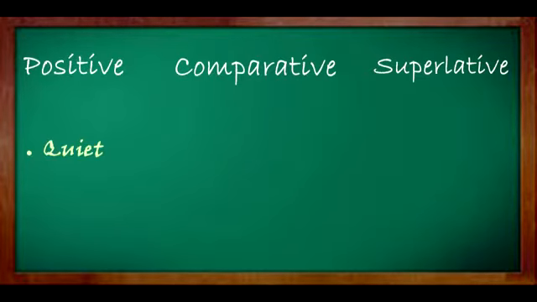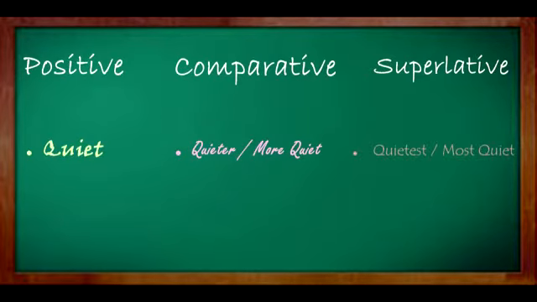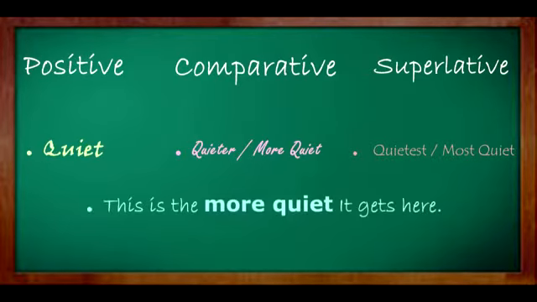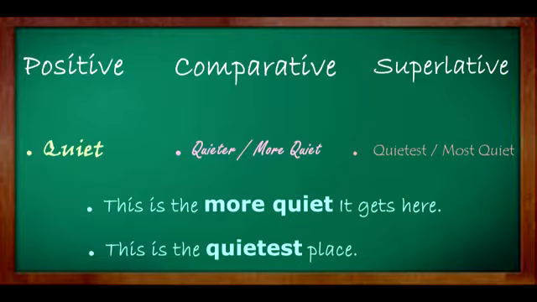Quiet. Quieter or more quiet. Quietest or most quiet. Examples: This is the most quiet it gets here. This is the quietest place.